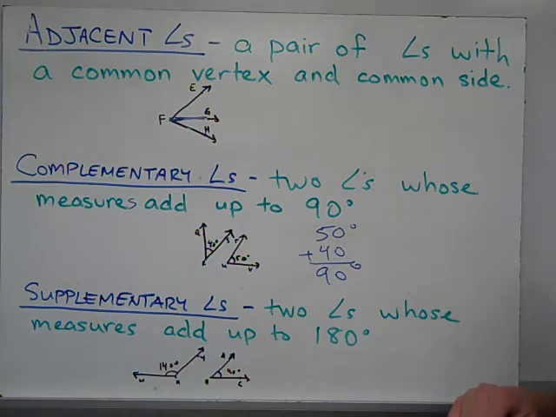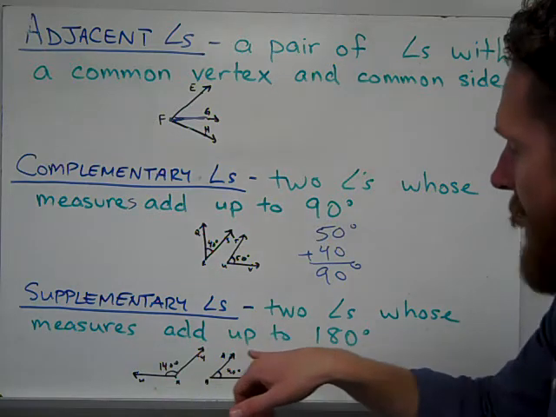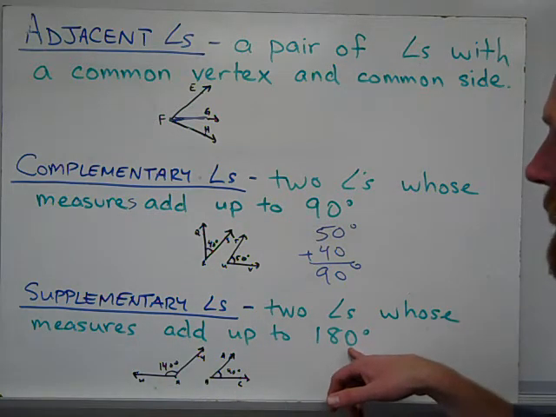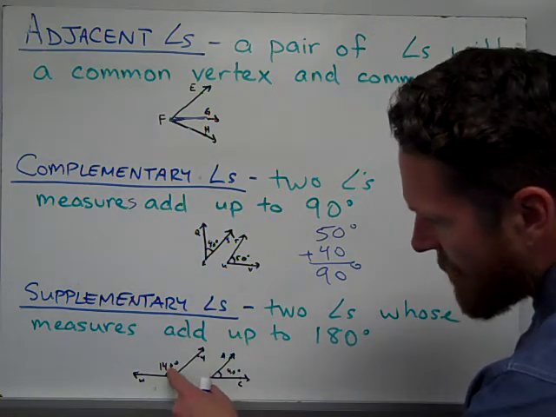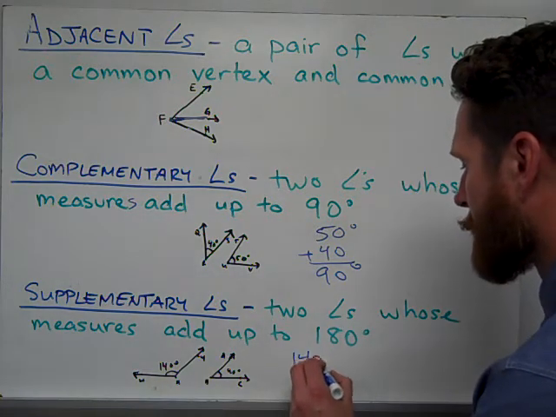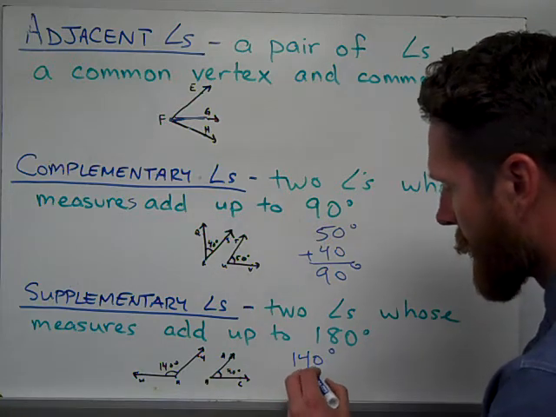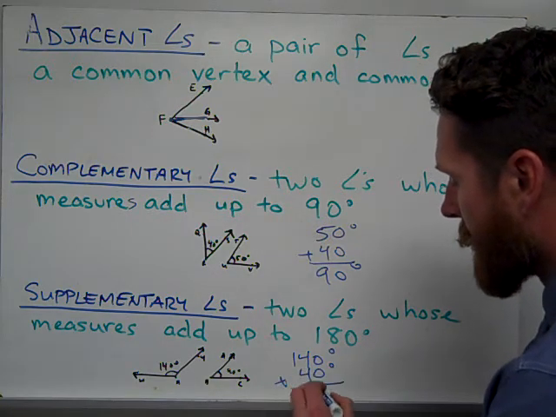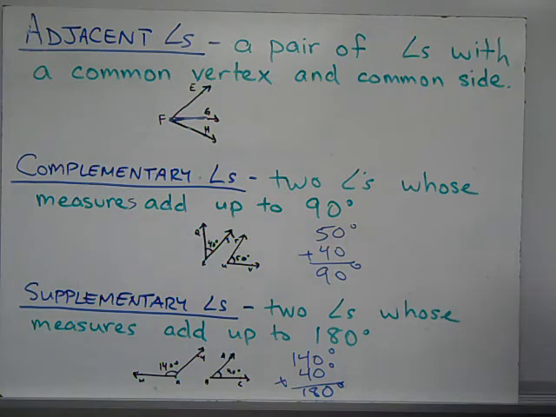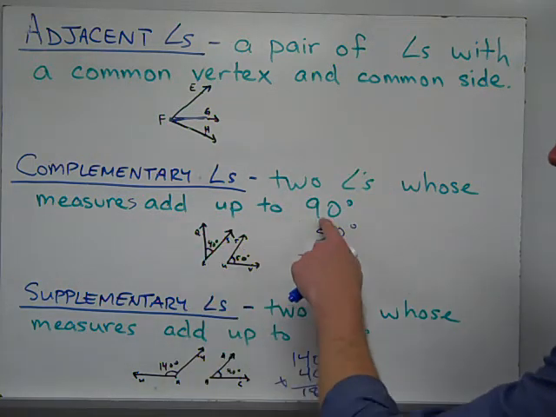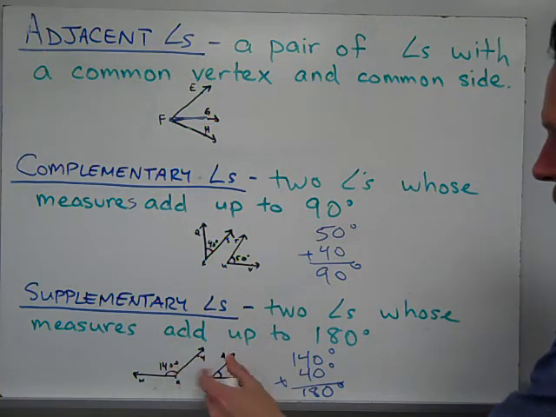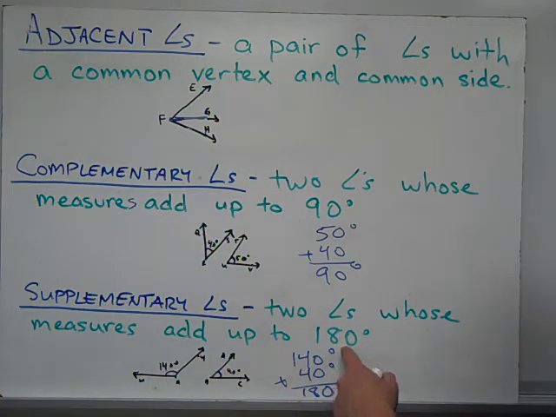Supplementary angles are two angles whose measures add up to 180 degrees. So for example, WXY is 140 degrees and ABC is 40 degrees. Add those together, 180 degrees. Okay? So complementary is the two add up to 90. Supplementary is the two add up to 180.